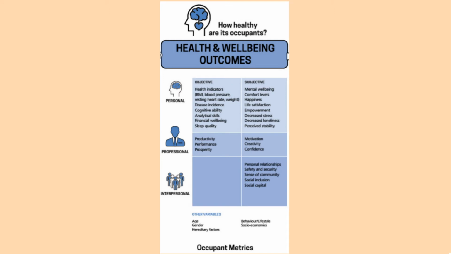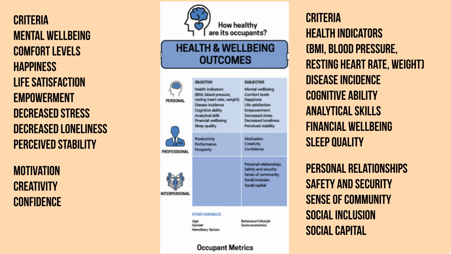Let me illustrate health and well-being outcomes. These range from metrics that are experienced at an individual personal level through to outcomes that affect social relationships, going from top to bottom, with metrics related to productivity sitting somewhere in between, and are divided into objective and subjective metrics.